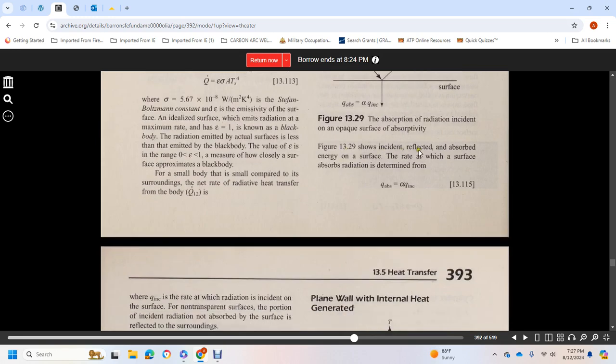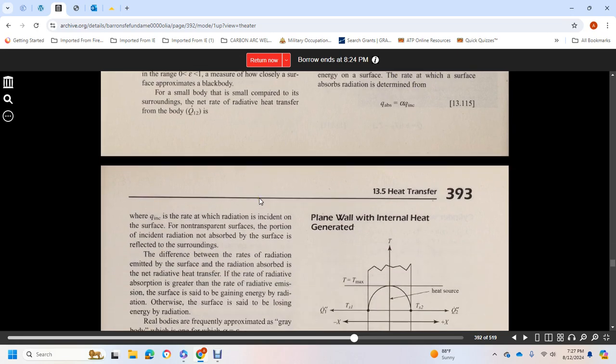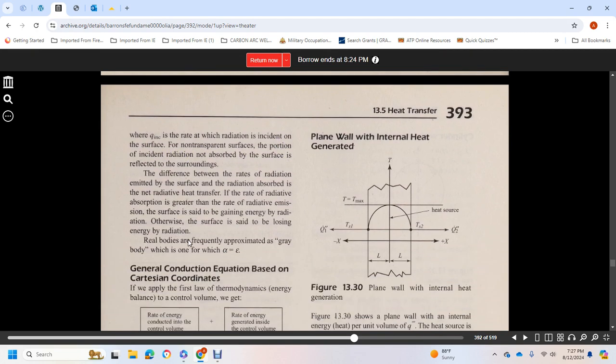Figure 13.29 shows the incident, reflected, and absorbed energy on the surface. The rate at which a surface absorbs radiation is determined from the rate at which radiation is incident on the surface. For a non-transparent surface, the portion of the incident radiation not absorbed by the surface is reflected back to the surroundings.